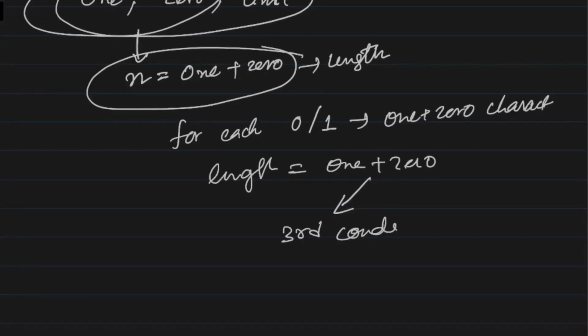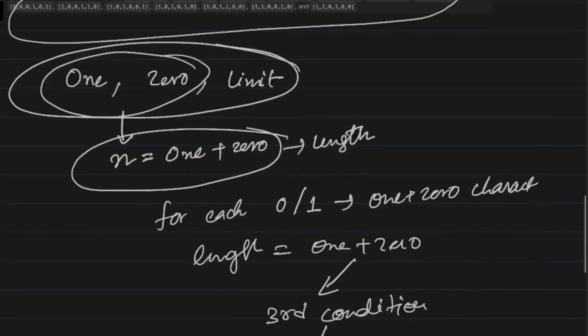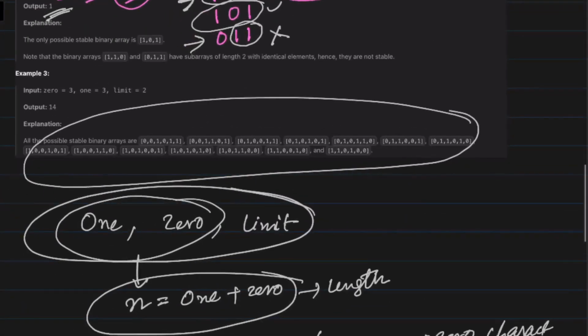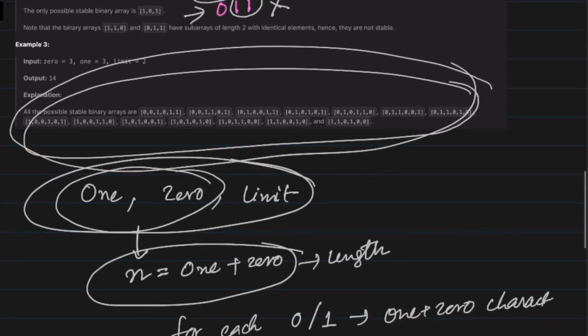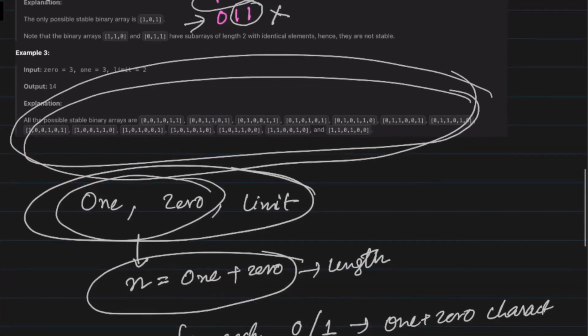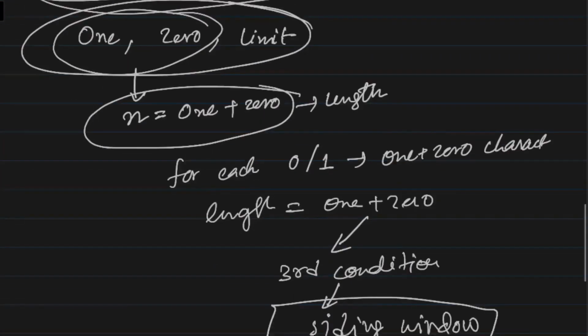Once the length becomes zero plus one, you're going to check the third condition. And how can you check that third condition? Just using a sliding window. Let's understand with the third example. Here, we have zero as 3, one as 3, and limit is 2.